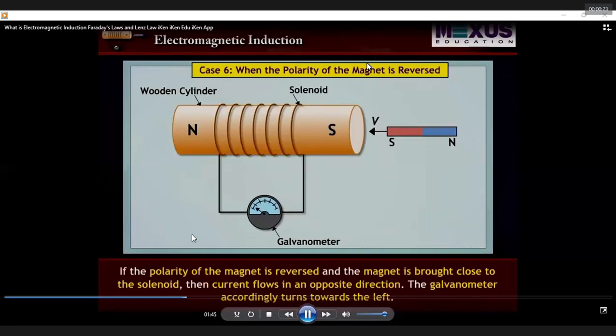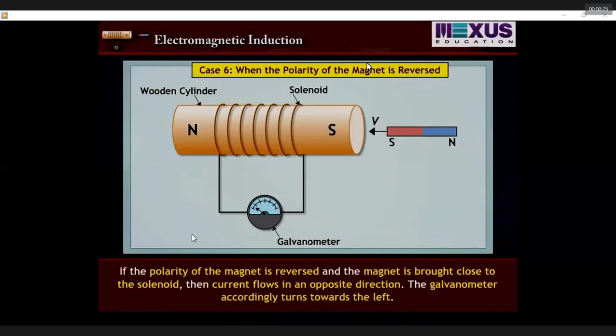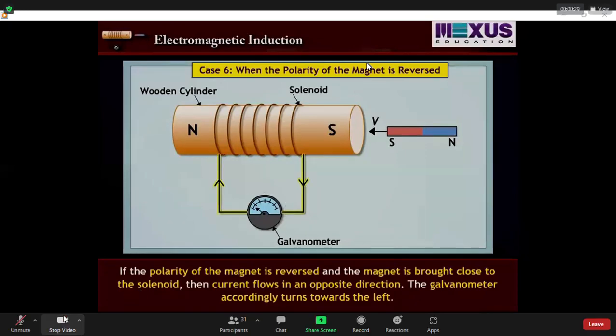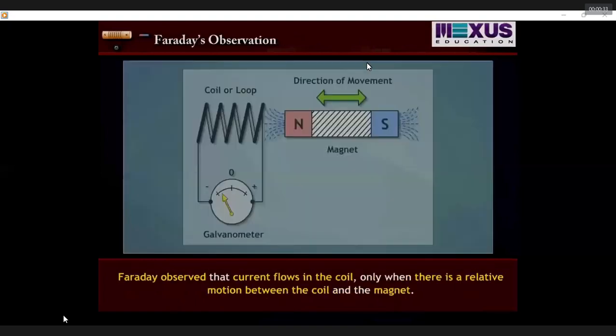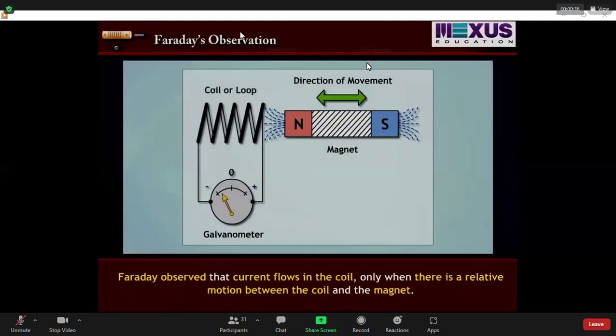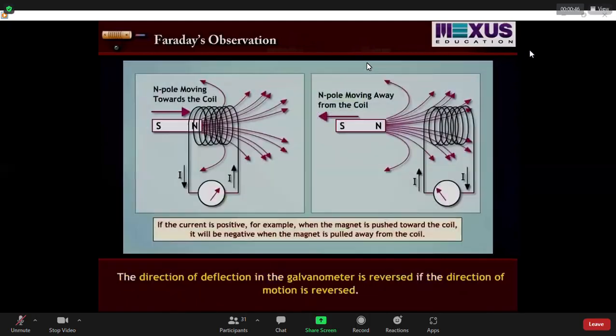And the magnet is brought close to the solenoid, then current flows in an opposite direction. The galvanometer accordingly turns towards the left. Faraday observed that current flows in the coil only when there is a relative motion between the coil and the magnet. The direction of deflection in the galvanometer is reversed if the direction of motion is reversed.